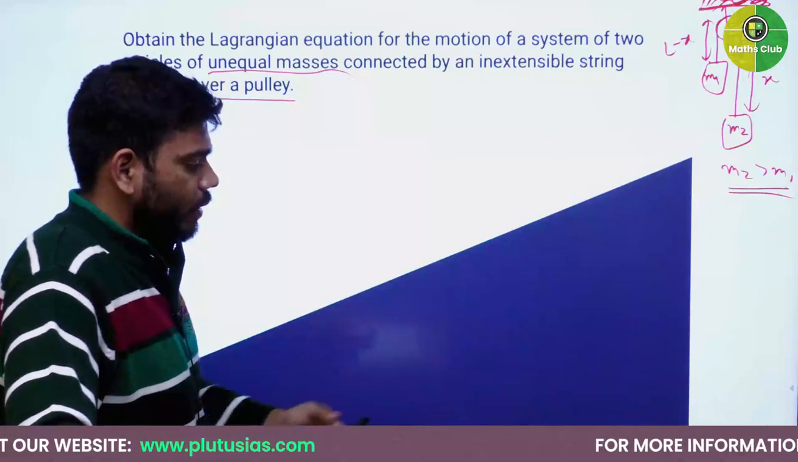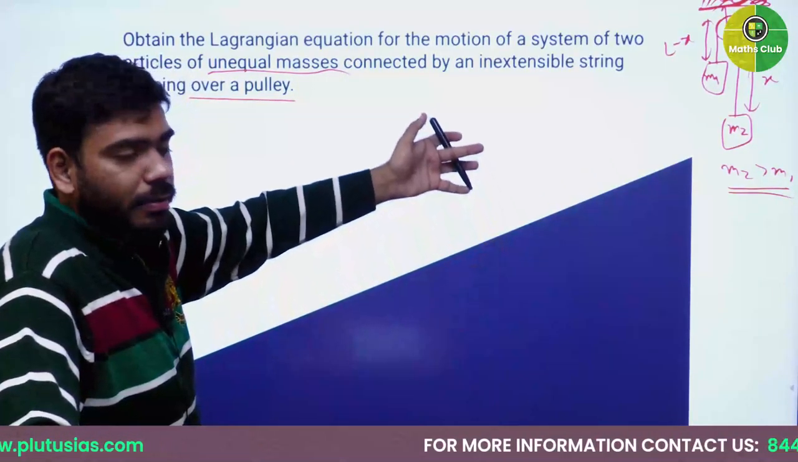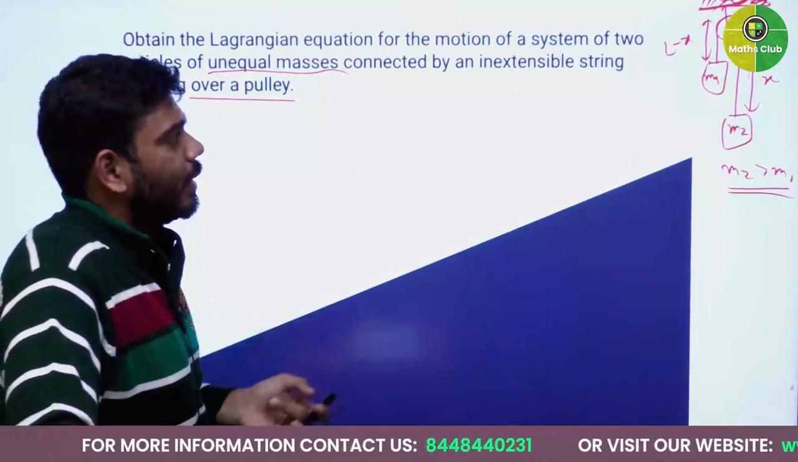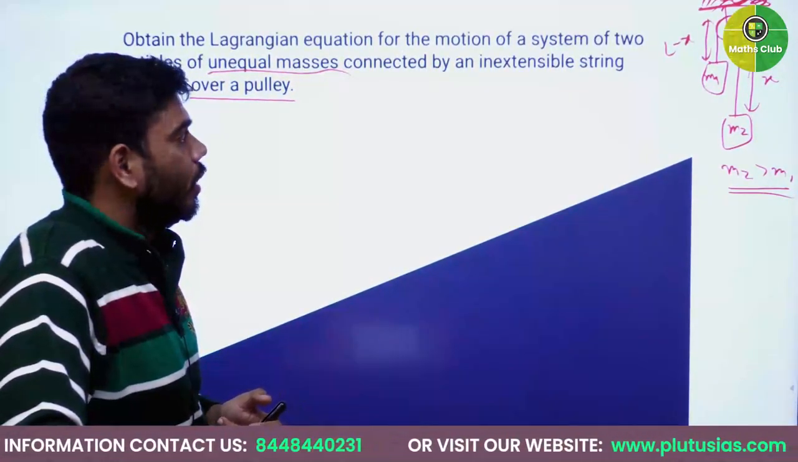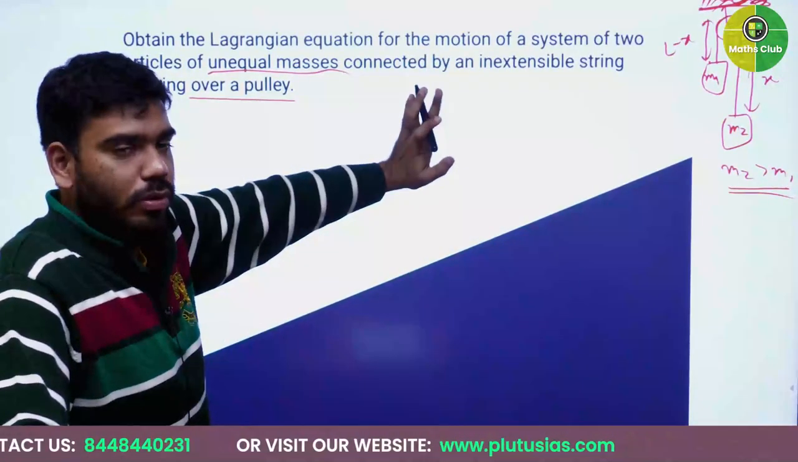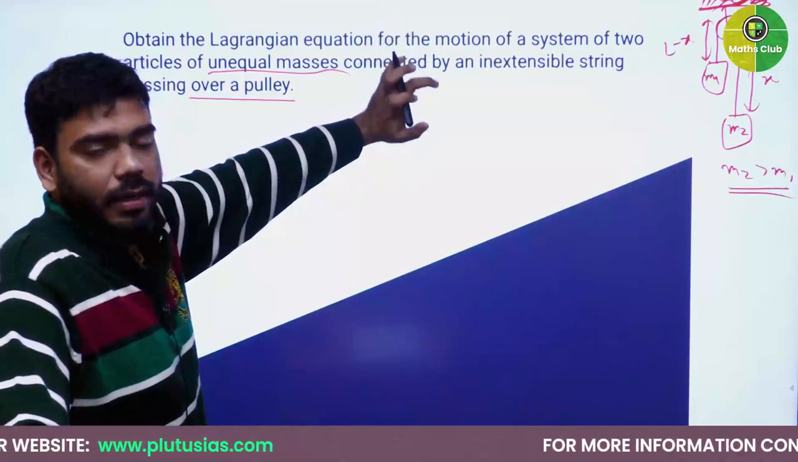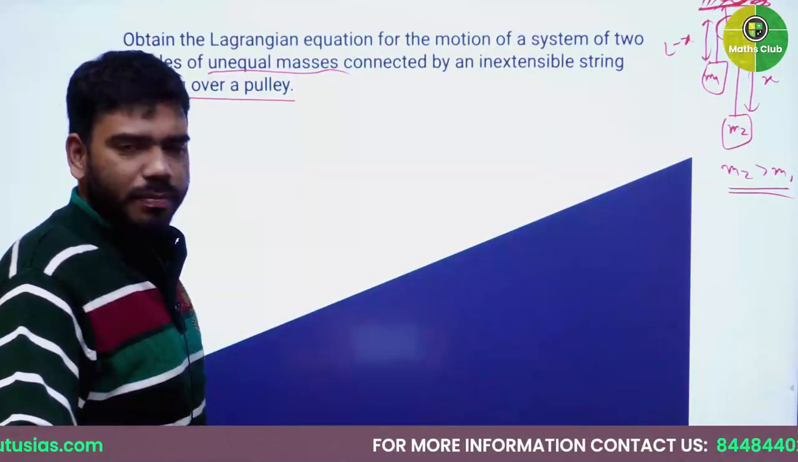Otherwise, in the sample answers, if in the examiner's CQ you have done the complete answer by imagining the pulley is massless, there is a chance your marks can be deducted. So we will be safe, and we will solve this question with both conditions. The first condition is when the pulley is massless, and the second condition is when the pulley has some mass. It is very simple to do both.